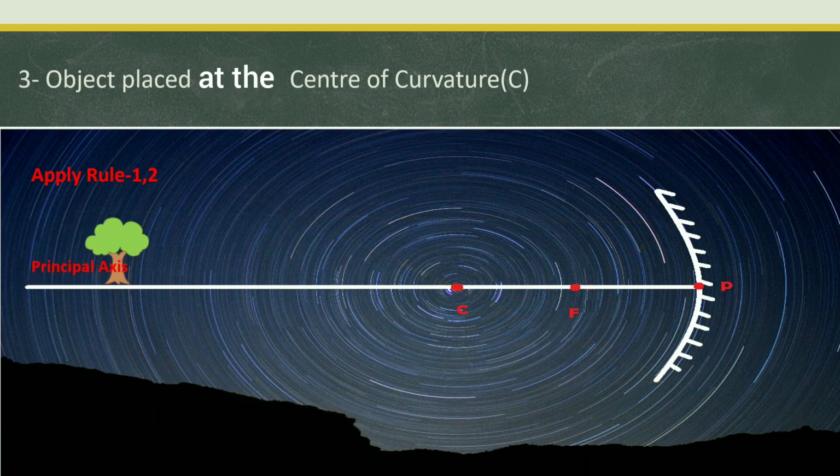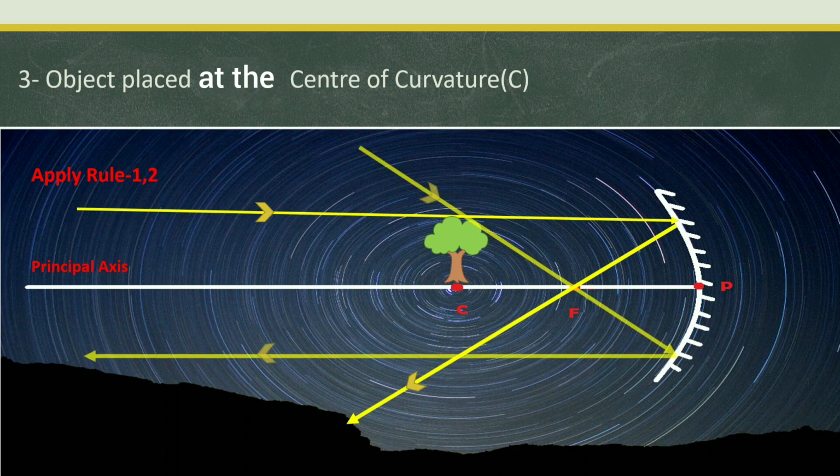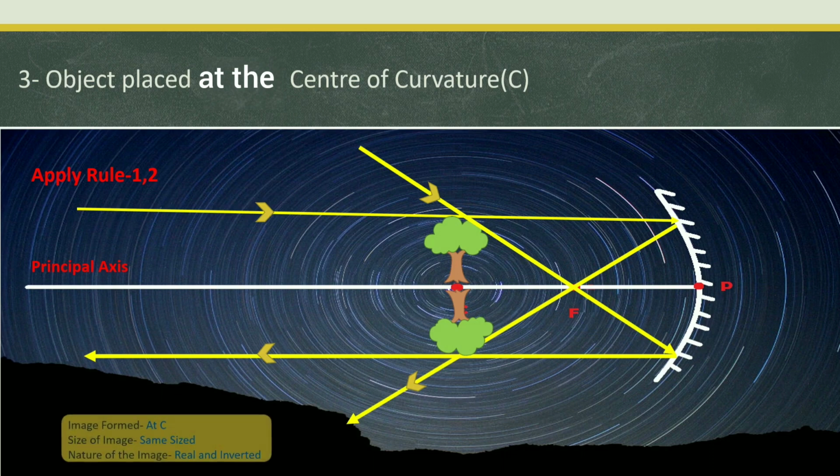Condition number 3. If the object is placed at the center of curvature. Here we will apply rule number 1 for ray 1, which will pass along the principal axis and through the principal focus after reflection. Second ray will follow the rule of reversibility or rule 2. The image formed at the center of curvature or C is of same size but inverted. It is a real image and it is a product of actual intersection of the reflected rays.